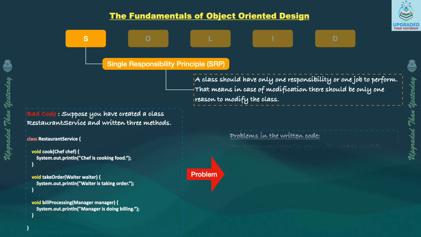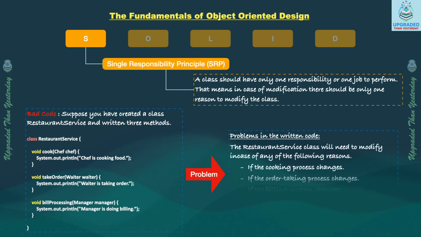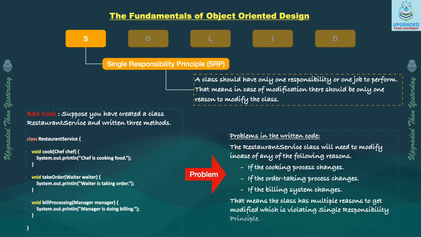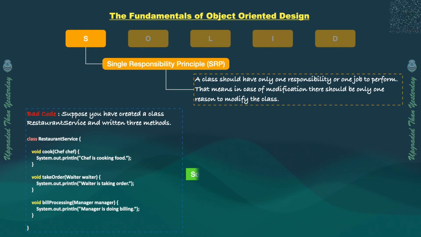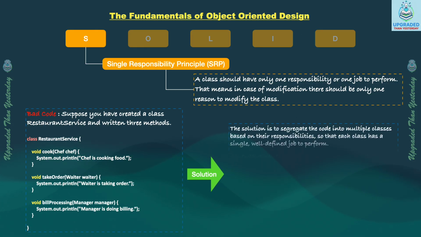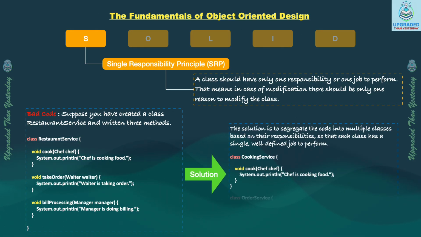The RestaurantService class will be modified in case the cooking process is changed, or the order taking process is changed, or the billing system is changed. That means the class has multiple reasons to get modified, which is violating the Single Responsibility Principle. The solution is to segregate the code into multiple classes based on their responsibilities, so that each class can have a single and well-defined job to perform.